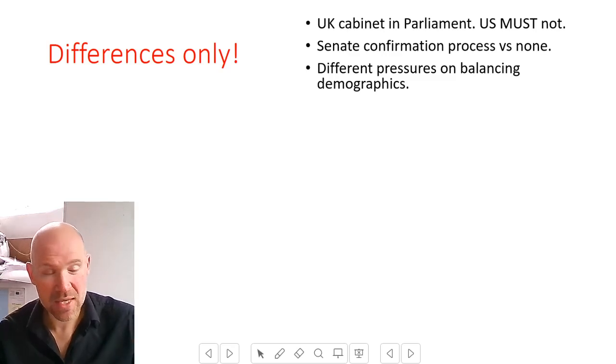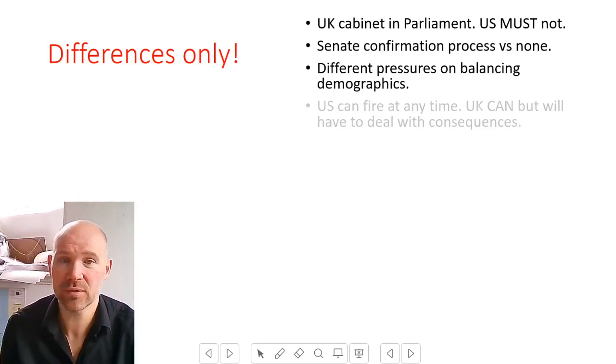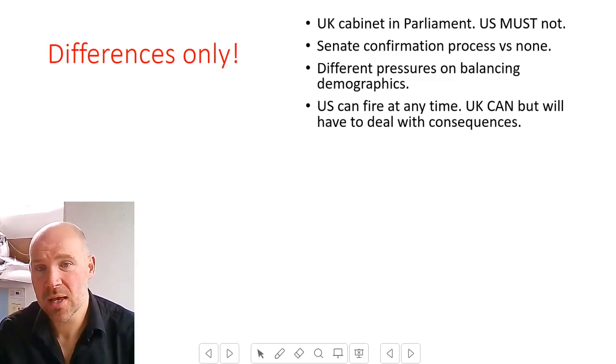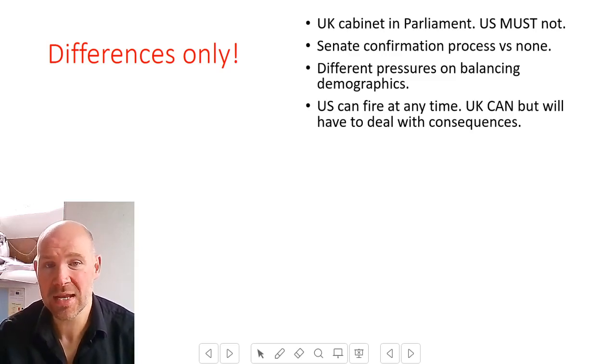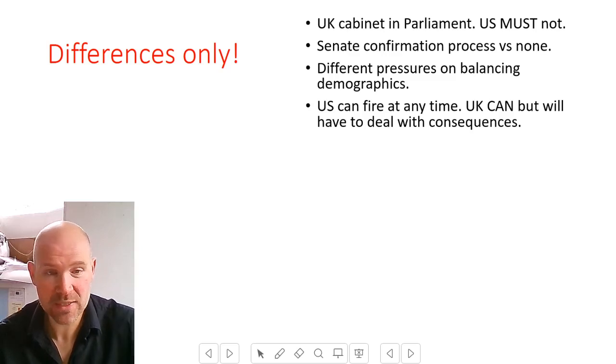But in the UK, there is a pressure on demographics, but it's perhaps less prominent than dividing up different kinds of views. In the US, a member of the cabinet can be fired at any time with very little consequences. If Donald Trump wants to get rid of someone, he just does it. And yes, it's a news story for a couple of days, but that's it.